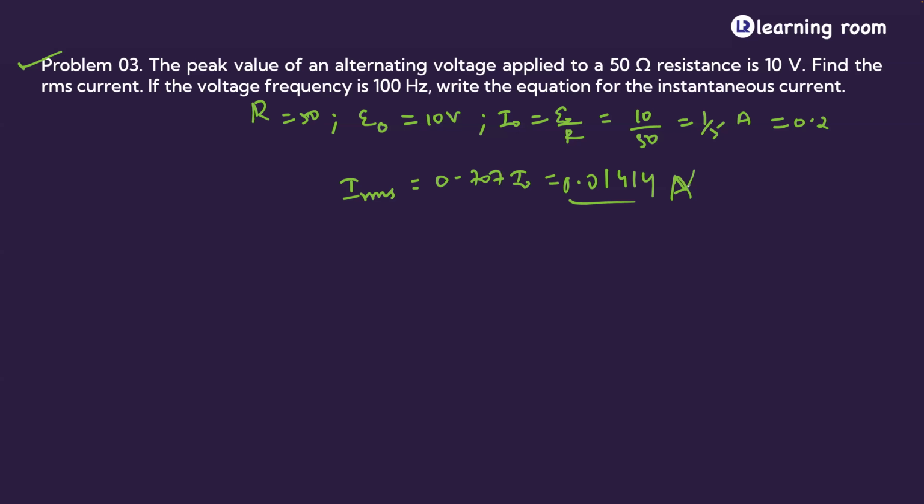If the voltage frequency is 100 hertz, write the equation for the instantaneous current. Can you write it? What is going to be the expression for instantaneous current? I is equal to I naught sine of omega t. I can write it as 2 pi into f into t. So I naught is how much? 0.2 into sine of 200 pi into t. So this should be the expression.